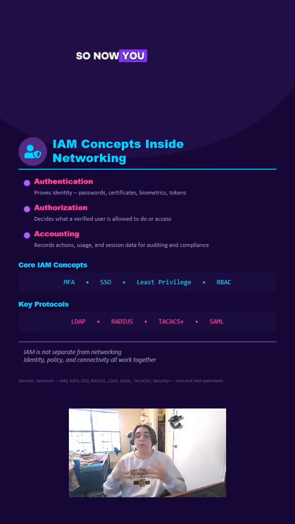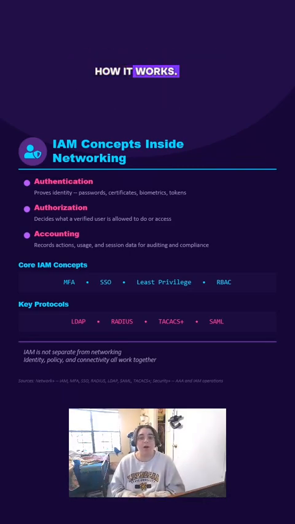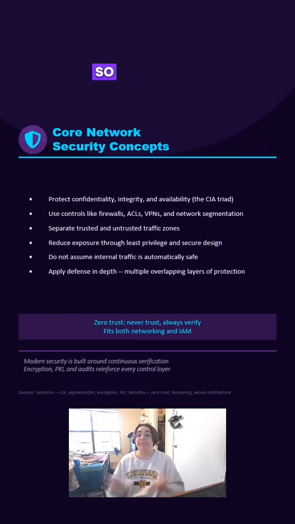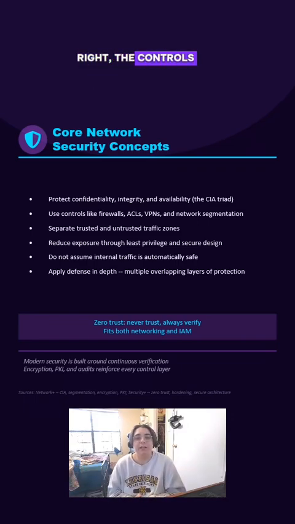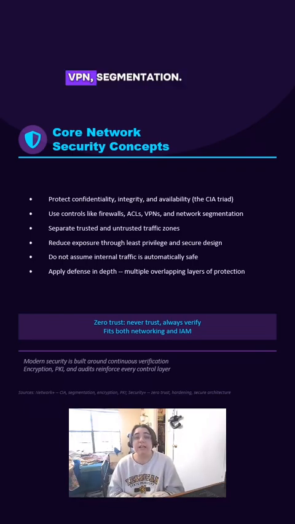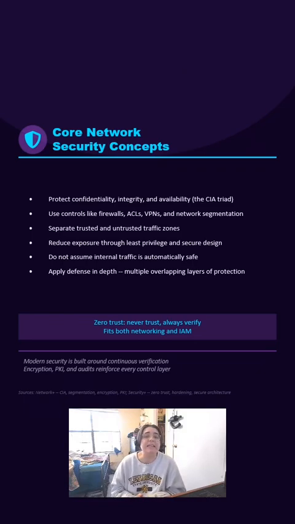So now you understand what IAM sits on and how it works. The next question is, how do you protect all of it? So how do we protect all of it, right? The controls are on the slide: firewalls, ACLs, VPN, segmentation, IDS, IPS. But the mindset behind those controls matters more than this whole list, okay?